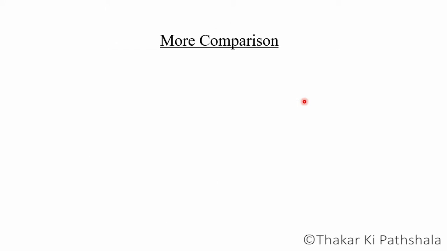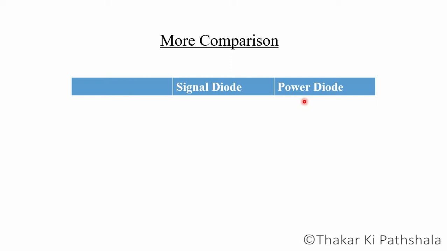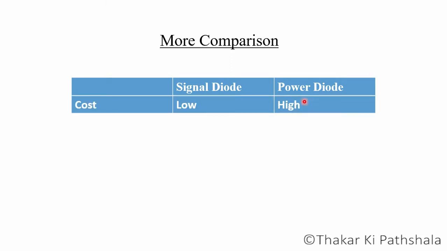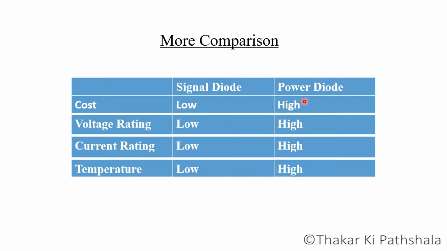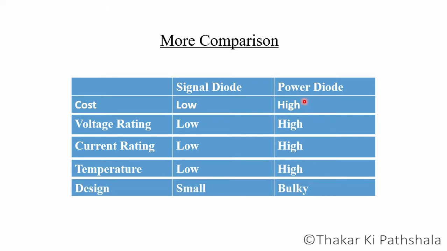Let's take a quick look at some other aspects. The cost of a signal diode is lower as compared to a power diode. The voltage and current rating of a signal diode are also lower than the power diode. Also, the operating temperature of a signal diode is lower than the power diode, and the size of a signal diode is also lower than the power diode.